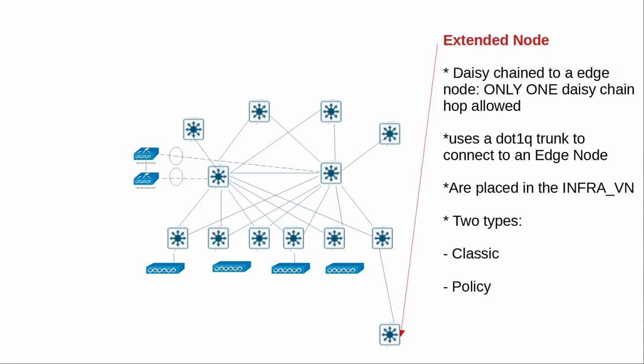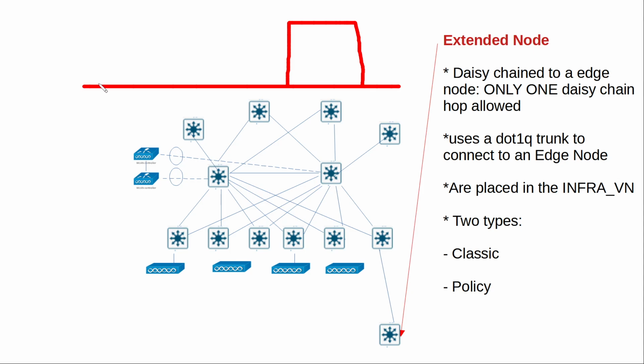Let's continue talking about SD-Access device roles. In this case, we're going to talk about the extended nodes. The extended nodes are used when you want to extend your fabric into a different building using a trunk connection. So, for instance, you might want to extend your headquarters fabric into a factory or maybe a warehouse that is nearby.